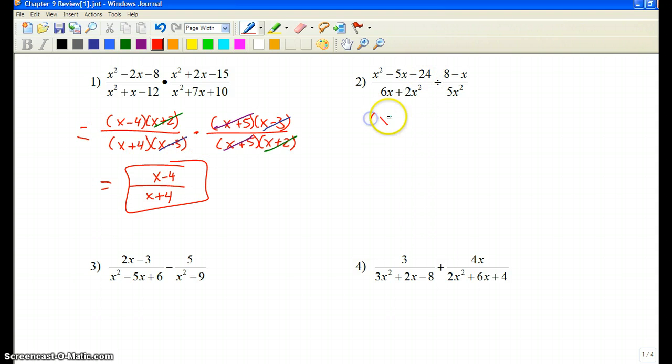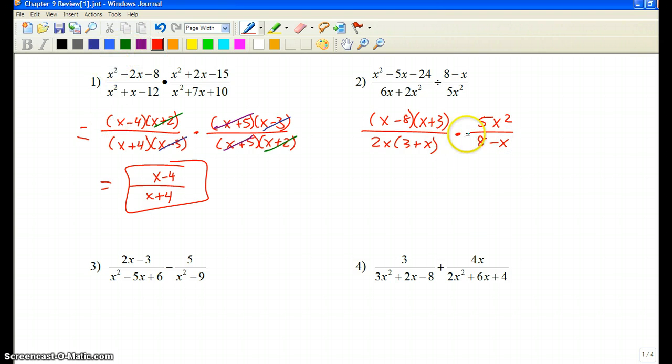Factor the top left. It's going to be x minus 8 times x plus 3. Bottom left is going to be 2x times 3 plus x. And then I'm going to flip this because it's divided by a fraction, so we multiply by its reciprocal: 5x squared over 8 minus x.